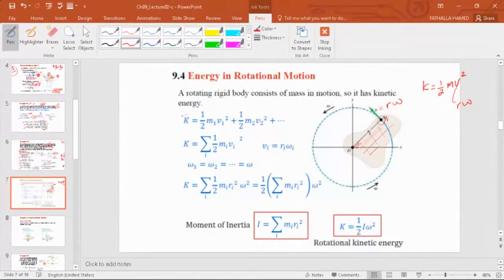So if we want to calculate the total kinetic energy of this body, and we divide it into very small masses, it will be 1/2 m1 v1 squared plus 1/2 m2 v2 squared, and you continue like that. You can cut it into as many small masses as you can. Now, instead of using 2, 3, we'll use a subscript i here, and i can go from 1 all the way to n, where n is the number of masses that we have. So 1/2 mi vi squared, where vi now is equal to ri omega i.